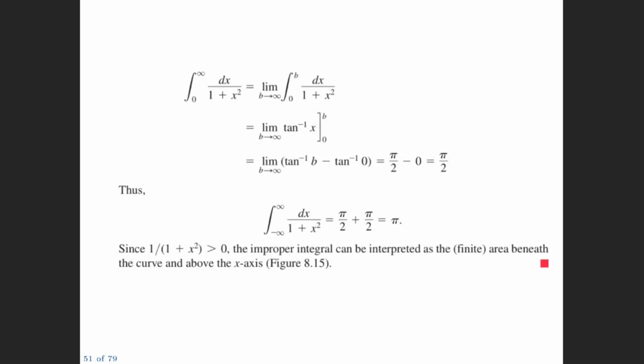And then we have the right integral. Replace infinity by a letter. The book likes the letter B. And then calculate the limit as B tends to infinity. And again, I'm going to skip through the details. You can check that this is pi over 2.